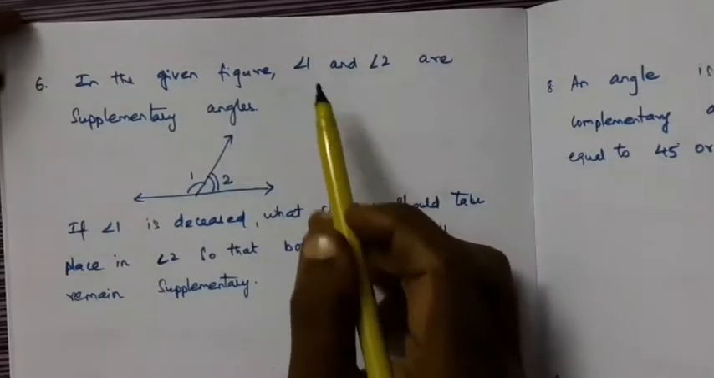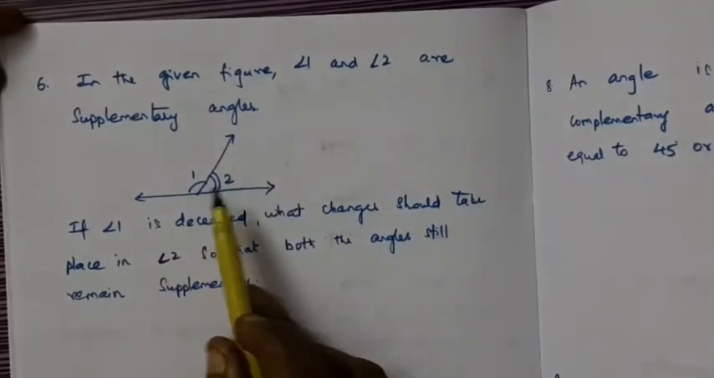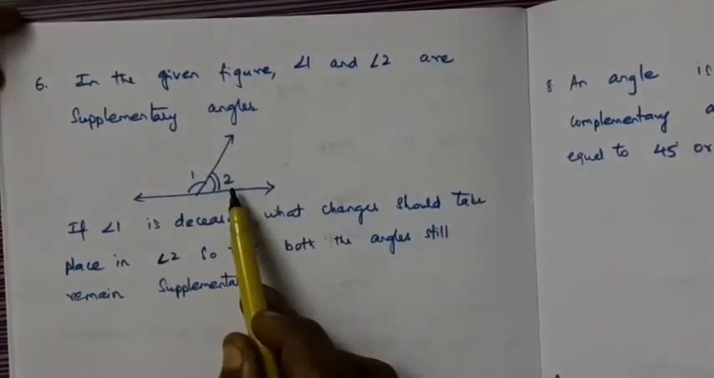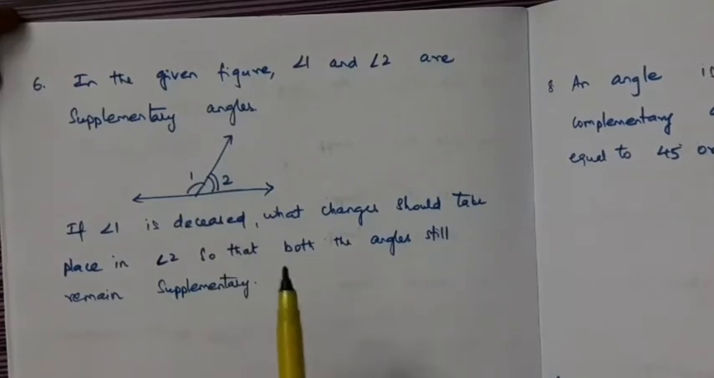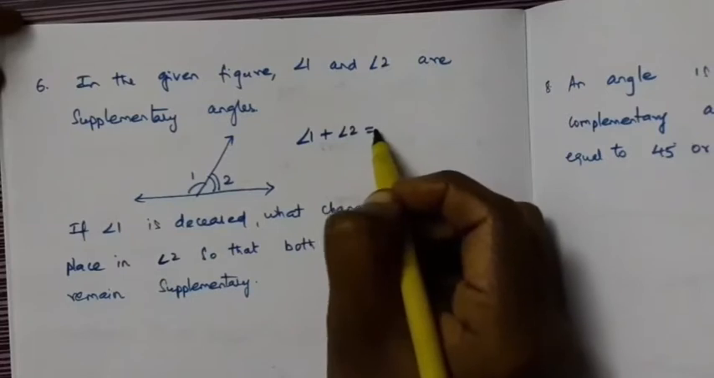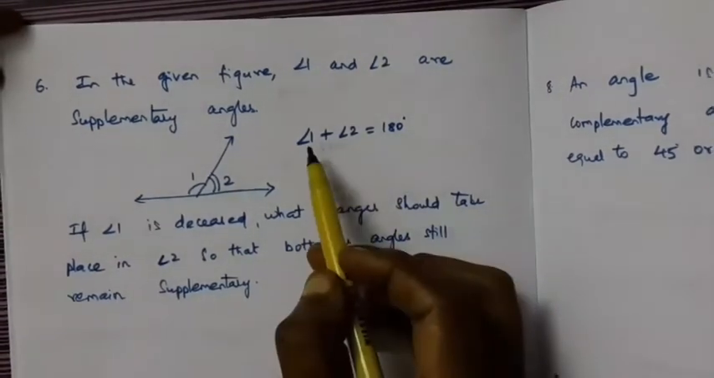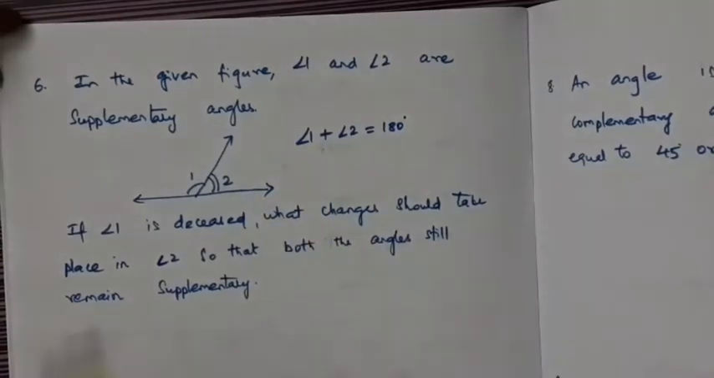In the given figure, angle 1 and angle 2 are supplementary angles. So this is angle 1 and this is angle 2. What is the information given is they are supplementary angles. So what does it mean they are supplementary angles? Means what they are saying is if you add the two angles, they are getting a 180 degree. So you can say that angle 1 and angle 2 are supplementary angles.